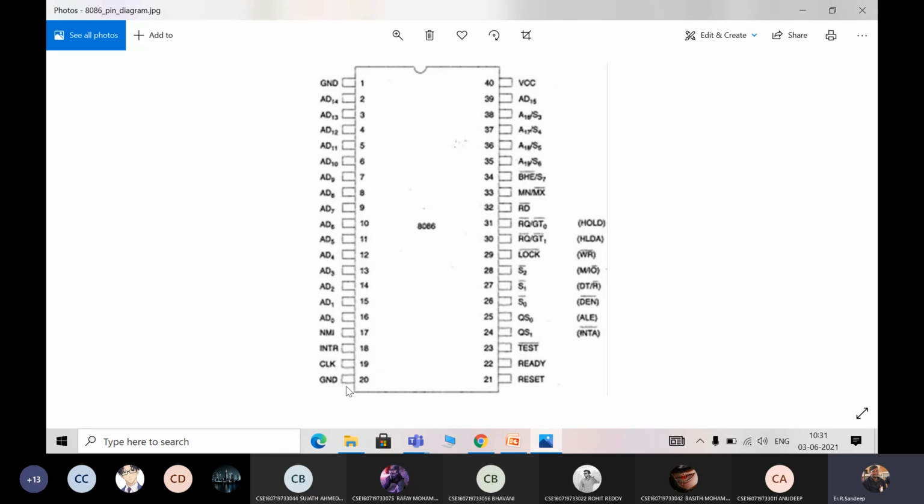So on one side, if you observe clearly, half of the pins are AD0 to AD14 and 2 grounds. One side it is very easy for you to learn the pin diagram, but the other side is somewhat difficult. On the easy side you have AD0 to AD14 and 2 grounds. Together how many are you covering? 17. And remember, the remaining 3 are NMI, INTR and clock.